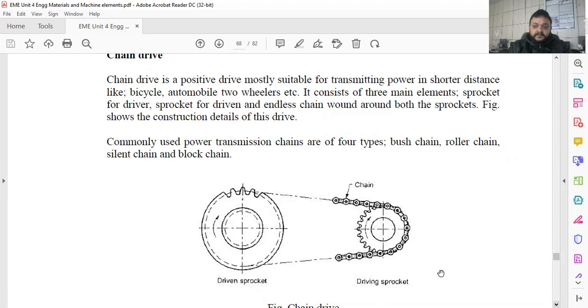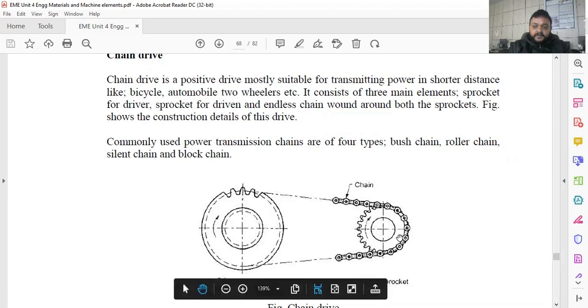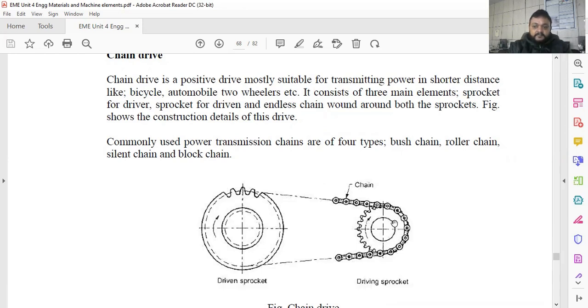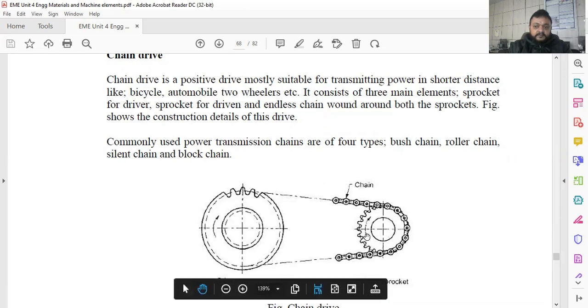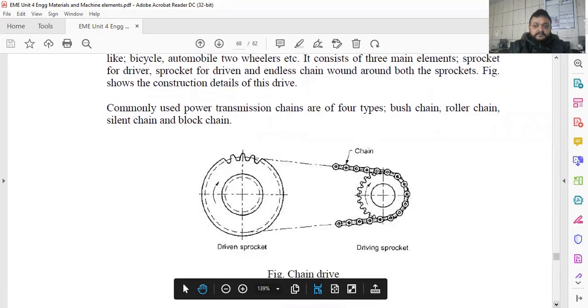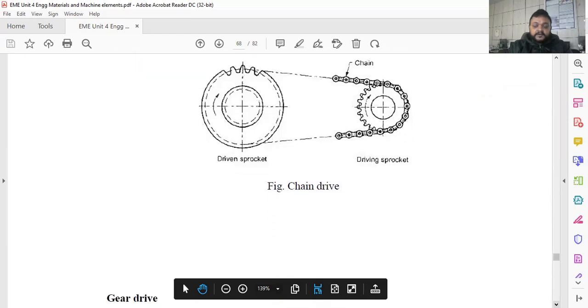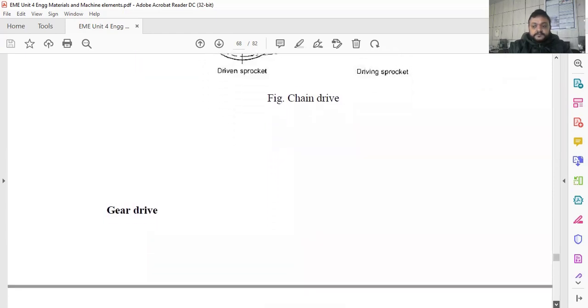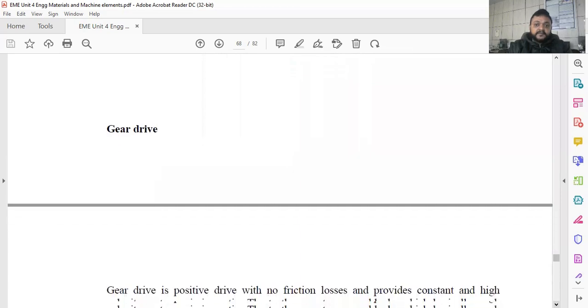Driving sprocket, preferably the driver, is smaller in diameter. You have to keep that in mind whether it is the belt drive, gear drive or chain drive. So driving sprocket instead of pulley; sprocket means having some teeth over it, a kind of plate, and the driven sprocket. A kind of chain is there, and it is a positive drive and normally used for shorter distances.